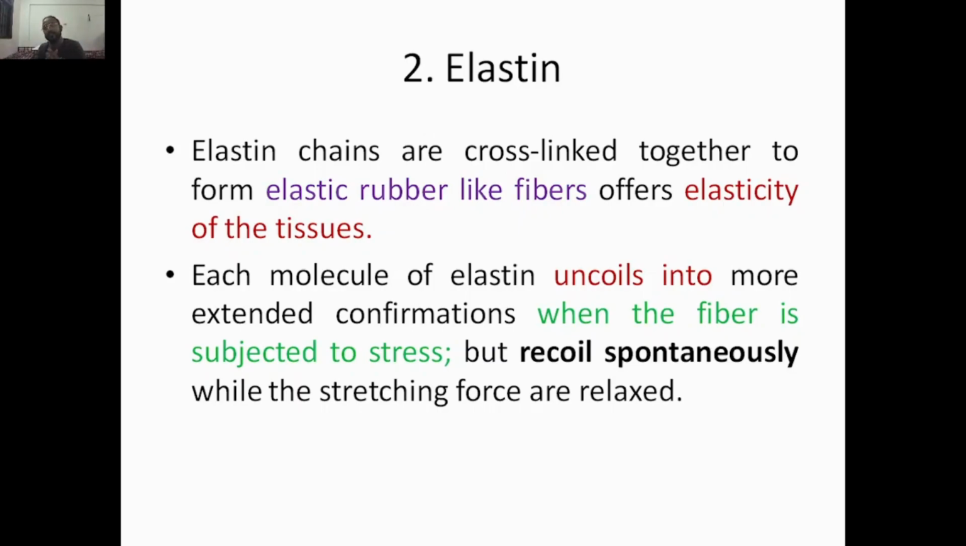Elastic rubber-like fibers offer elasticity to the tissues. Each molecule of elastin uncoils into a more extended conformation when the fiber is subjected to stress. So whenever the molecule is subjected to stress, the molecules present in it will extend, uncoiling into many more extended conformations. And when this force is removed, it recoils spontaneously as the stretching force is relaxed.